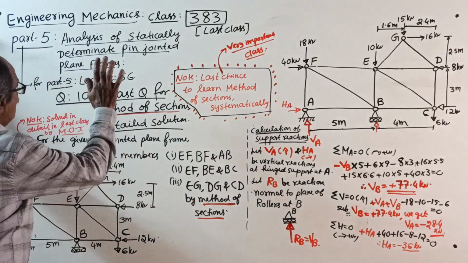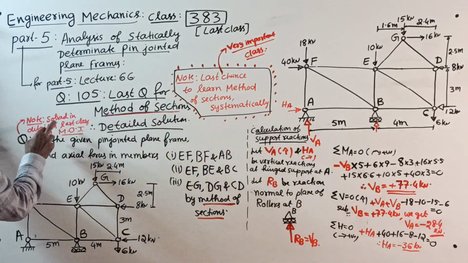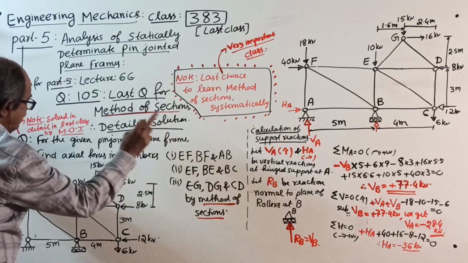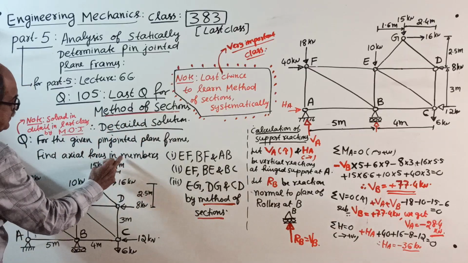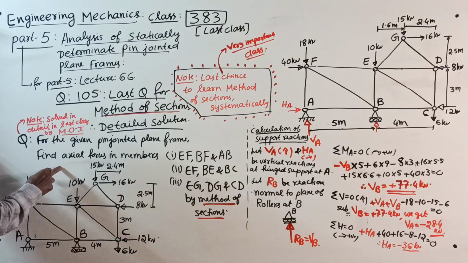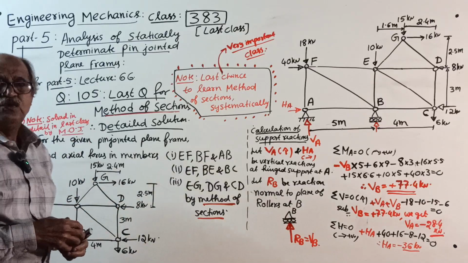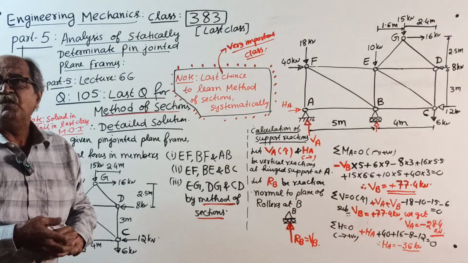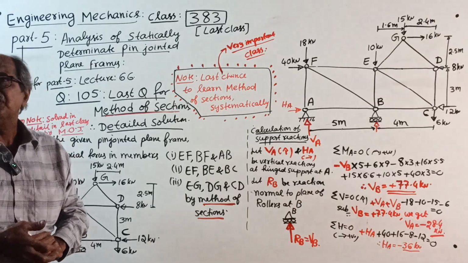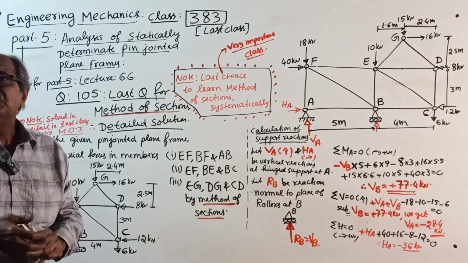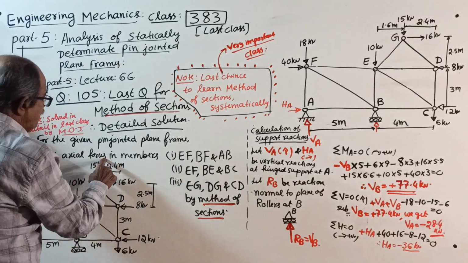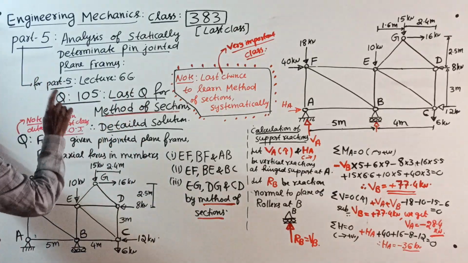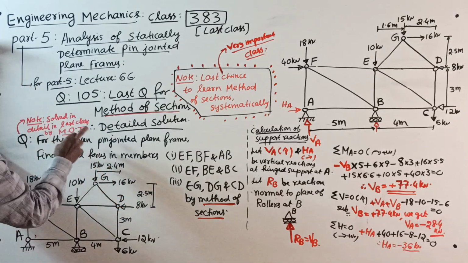Okay, now make a note here. The question is, for the given pin jointed plane frame, find axial forces. See, I never write find forces. I write find axial forces. Force is different from axial force. Moment is different from bending moment. Same way, force is different from shear force. So technically you should talk. Okay. Find axial forces in all members. Not all members. Sorry, it was last time. By habit I read. This is method of section.